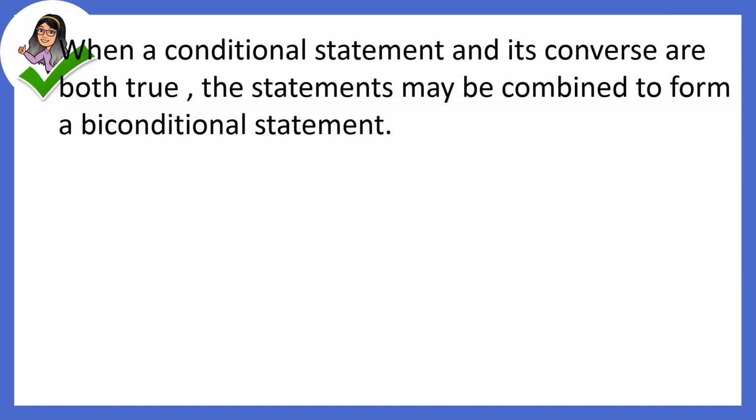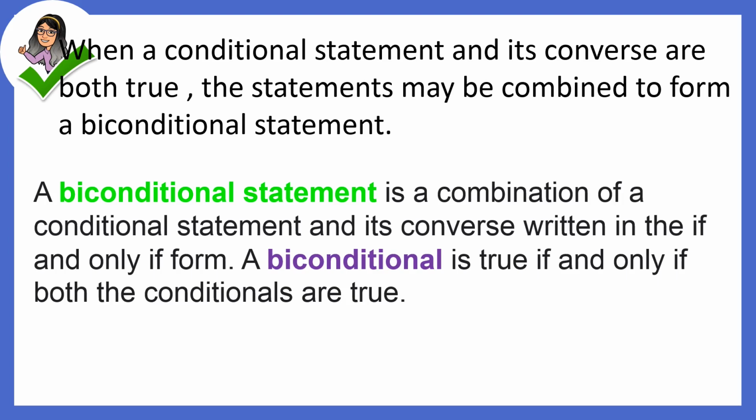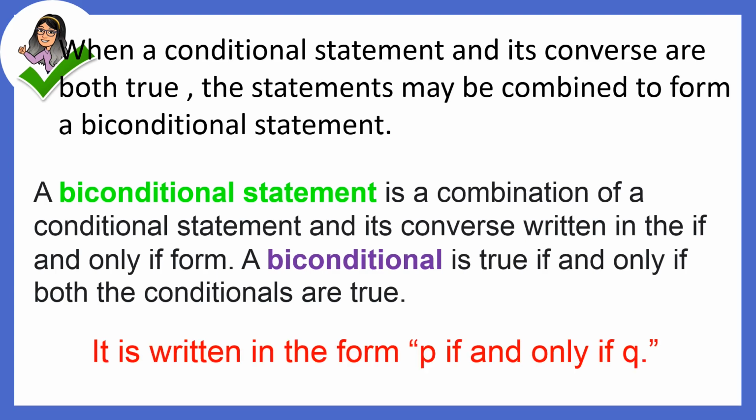Kapag ang conditional statement at ang converse nito ay parehong totoo, ang statements ay pwede nating pagsamahin upang makabuo tayo ng biconditional statement. Pag sinabi nating biconditional statement, ito ay ang pagsasama ng conditional statement at ng converse nito na isusulat natin sa if and only if form. So, sabi nga, a biconditional is true if and only if both the conditionals are true. So, ito ay masusulat sa form na P, if and only if Q.